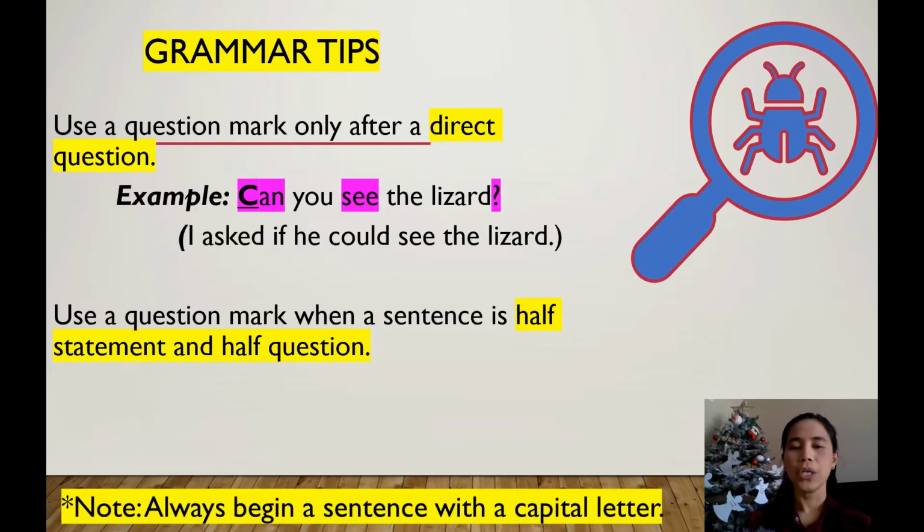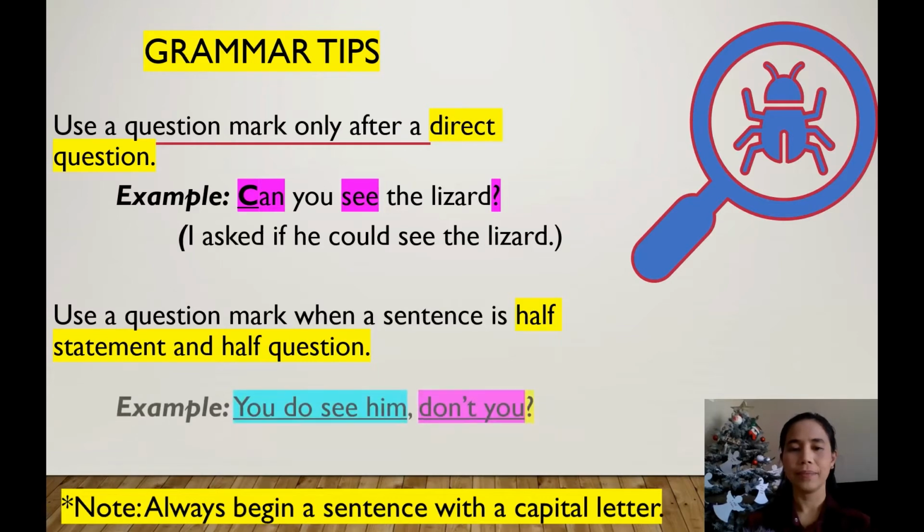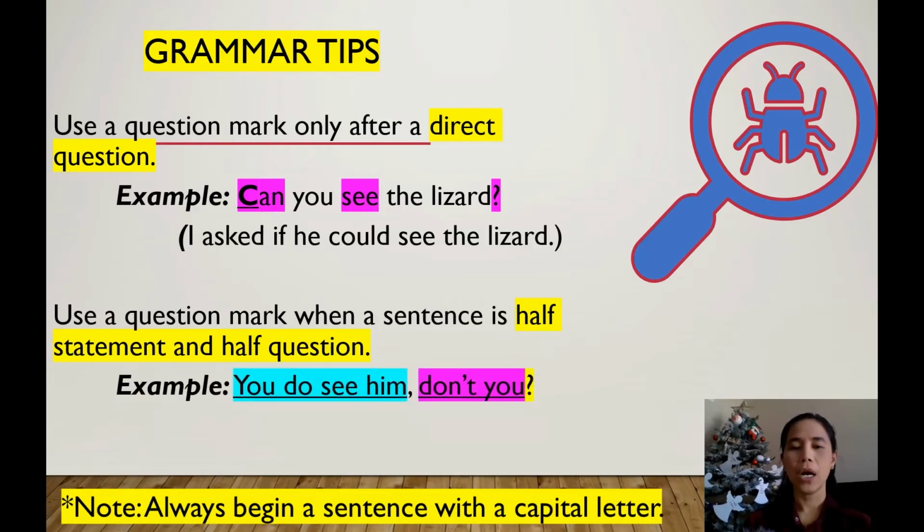Second tip, use a question mark when a sentence is half a statement and half question. How does this look like? Here's an example. You do see him, don't you? Notice that you do see him is half a statement and don't you is half question. So we use question mark on this type of sentence.